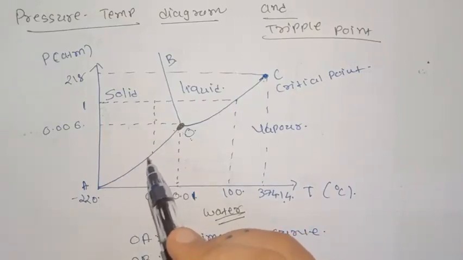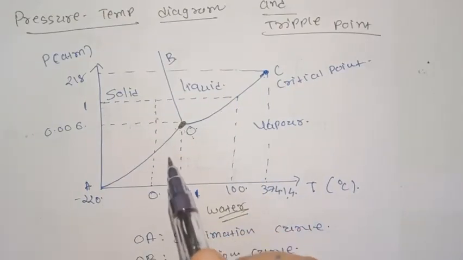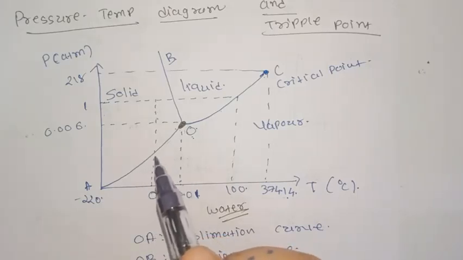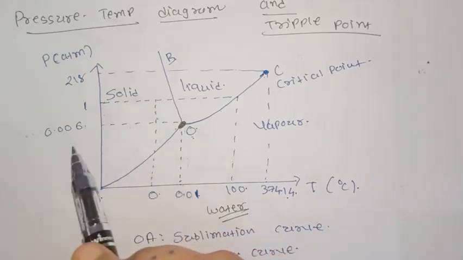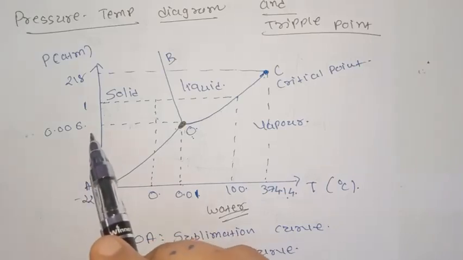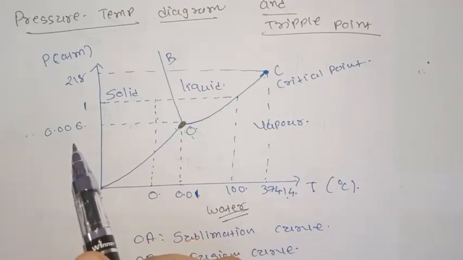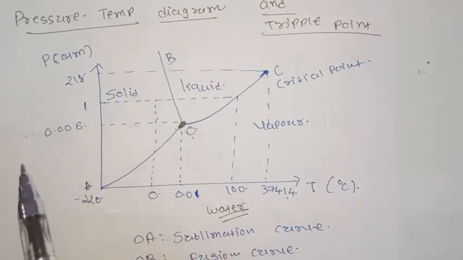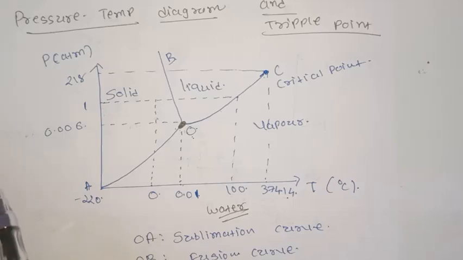At atmospheric pressure, the addition of heat causes ordinary ice to melt, since the triple point of water is at 0.006 atm, which is below 1 atm. But the addition of heat causes solid CO2 to sublimate, since its triple point is at 5.11 atm.